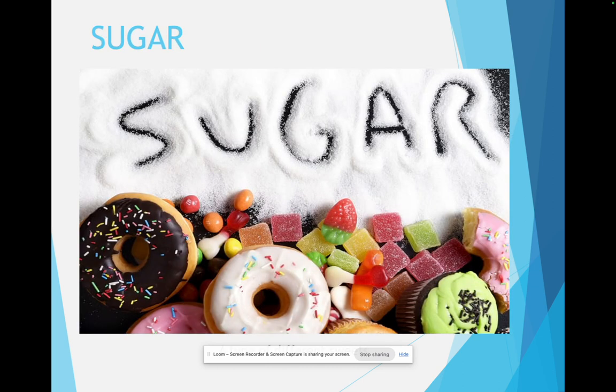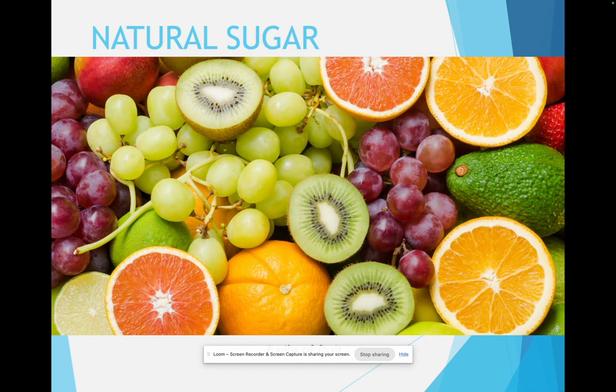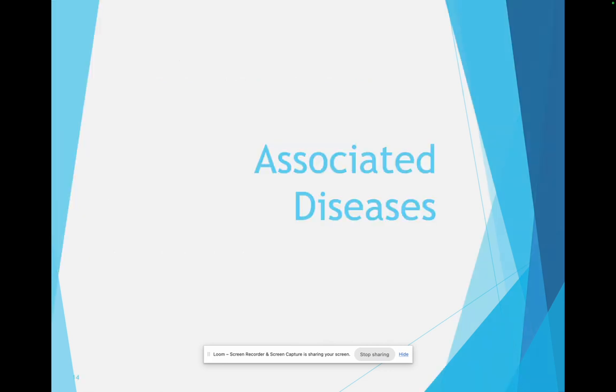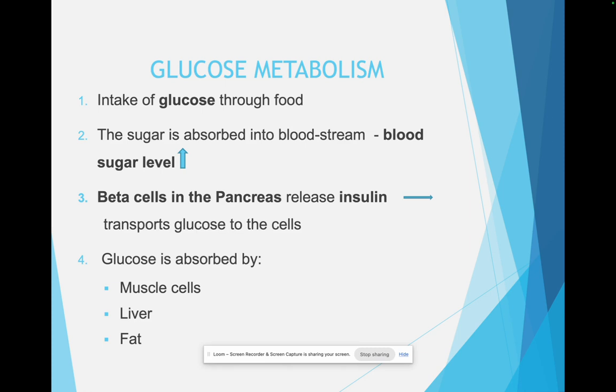Those are a couple of pictures of food with a huge load of sugar. We get sugar usually from food, and then it's absorbed, the blood sugar level goes up, and then the beta cells in the pancreas produce insulin.